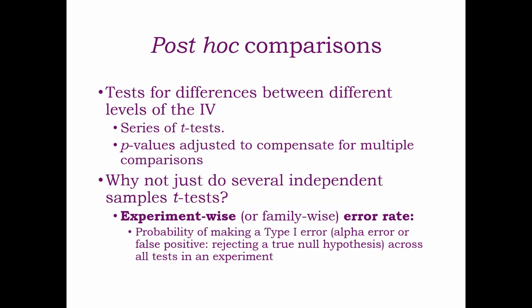The reason we do this is alpha inflation, or experiment-wise or family-wise error rate. This just means that the probability of making a type 1 error is greater when you're making many, many tests, right? The experiment-wise error rate just refers to the probability of making a type 1 error across all the tests in an experiment. So if you have 3 groups, this will be 3 t-tests. F is 1 test. It tells you if there's a difference with a single test.